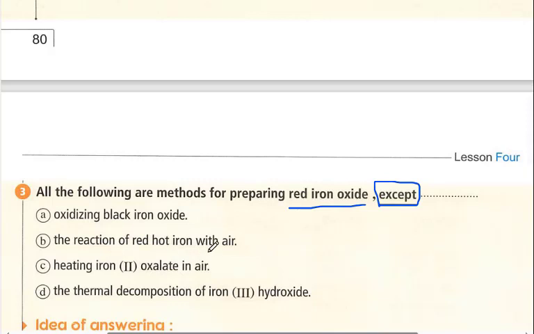The reaction of red hot iron with air, or with water vapor at 500 degrees Celsius till the iron is red, forms magnetic iron oxide Fe3O4. So it is not a way to prepare the red iron oxide, which is Fe2O3. This is not a method to prepare ferric oxide. So it is the answer here.